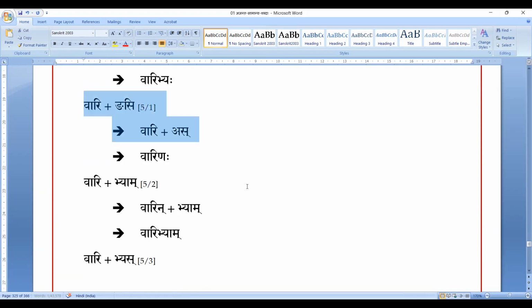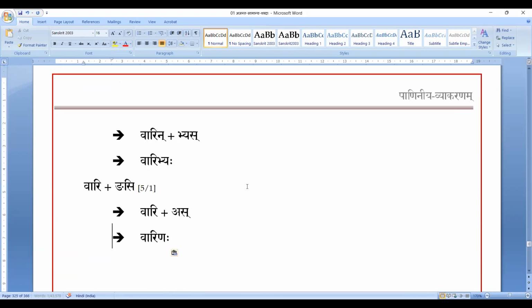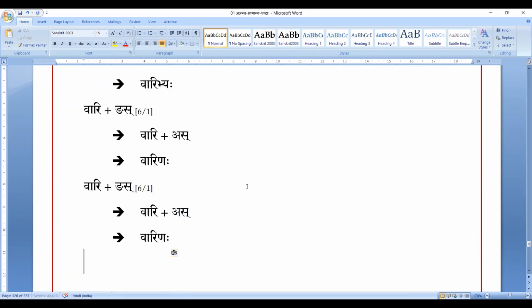Then shashti vibhakti, which is nas. Here also same, you get varinaha. Shashti dvivachanam, vari plus os. Here also same, it is os, then you get varinoho. Then vari plus am, 6-3. Here we have ajadi vibhakti pratyaya pare num. Therefore you get finally varinam. Without ach also you get varinam.